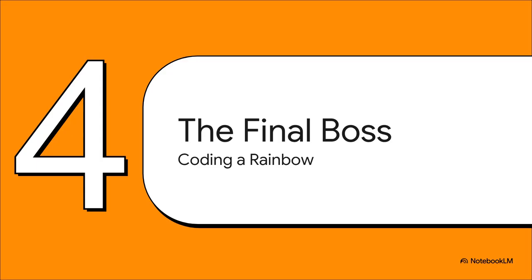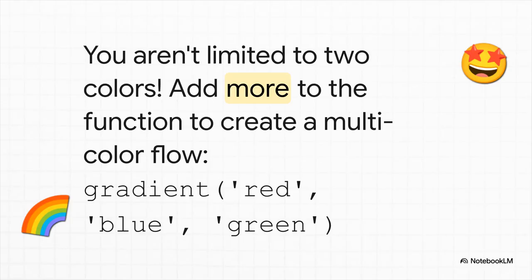And now for the final boss. You've blended 2 colors, but hey, why stop there? Let's take on the ultimate challenge, coding a full-on rainbow. This is your ultimate tool for creative expression. You are not limited to just 2 colors in a gradient. You can just keep adding more to the function. Red, blue, green, whatever you want, to create an entire spectrum inside a single shape.